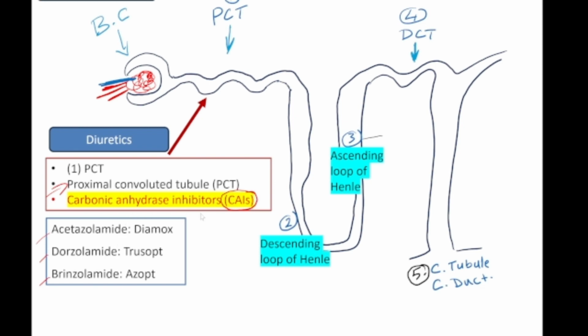In these slides we are going to learn about the site of action of a group of medication and the drugs belonging to each group. So I will repeat: the proximal convoluted tubule is the site of action for carbonic anhydrase inhibitors. Medications belonging to the carbonic anhydrase inhibitors are acetazolamide, dorzolamide, brinzolamide.